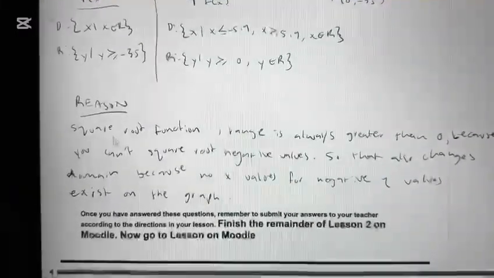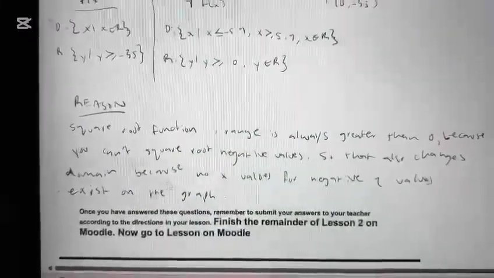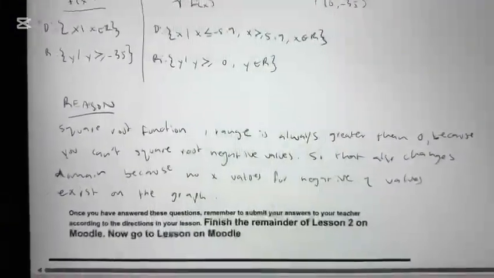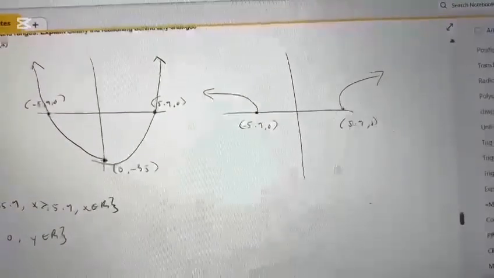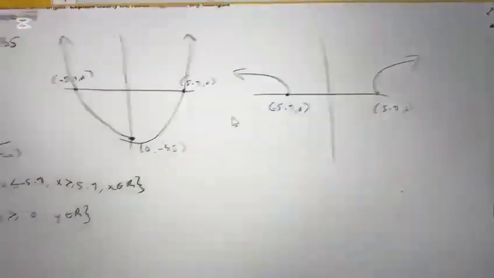So the reason for that is that for square root functions, the range is always greater than or equal to 0 because you can't square root negative values. So that also changes the domain because no x values for negative y values can exist on the graph. As we can see here, it kind of cuts off all the x values that would have been here because we can only be above the x-axis.